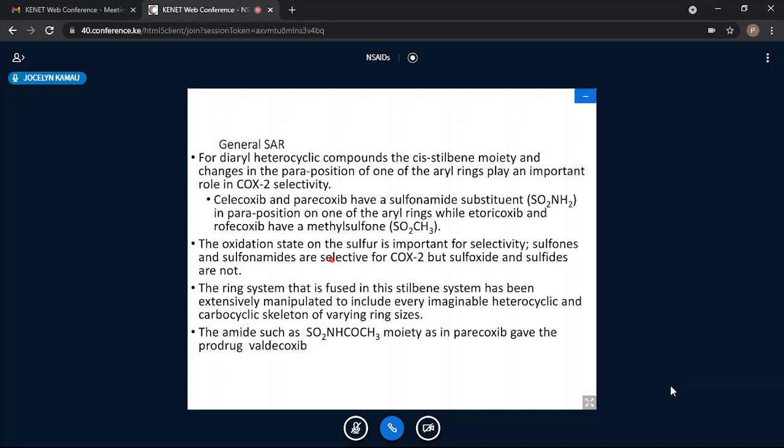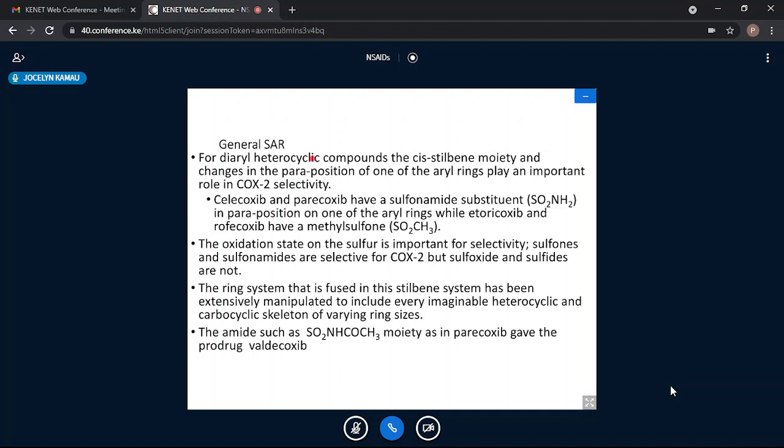It's either a methyl sulfone group or a sulfonamide group. These groups are rigid and therefore they go straight. They do not change in their position. They are rigid. Either a methyl sulfone group or a sulfonamide group, and they go for that pocket that is within the selective COX-2 enzyme.